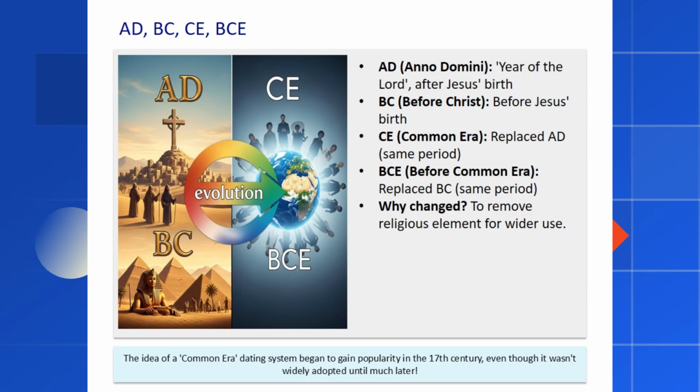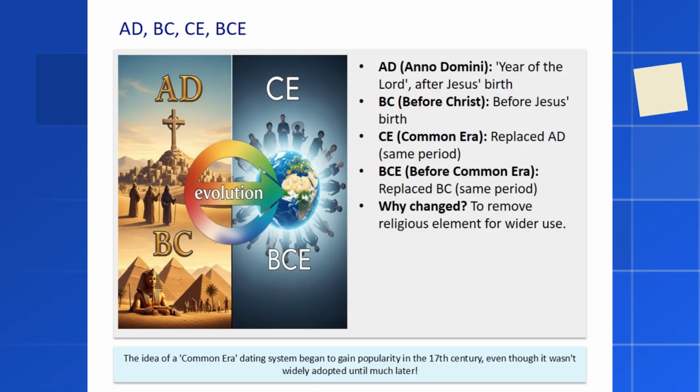Let's understand the special terms we use for dating historical events. Historically, in Europe, dates were counted from the birth of Jesus Christ. The years after his birth were called Anno Domini, or AD, which means the year of the Lord in Latin. For the time before Jesus Christ was born, historians used before Christ, or BC.